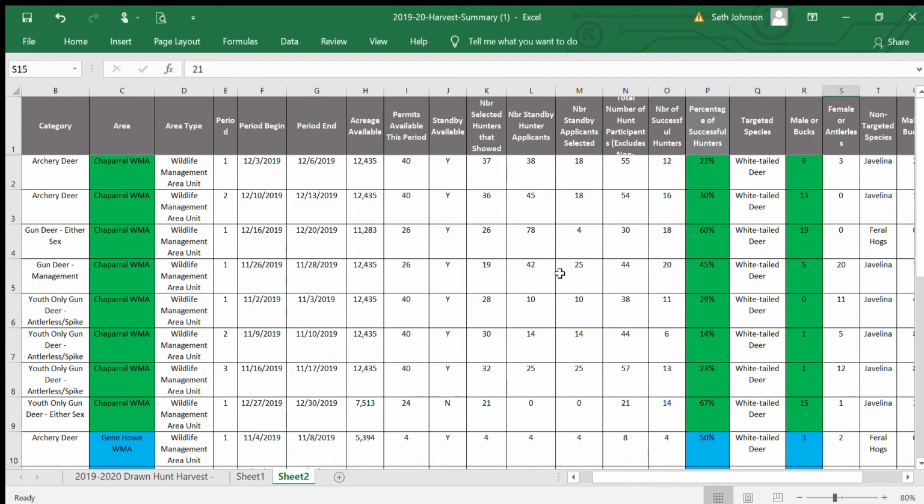From 12/10 to 12/13, 13 bucks. 12/16 to 12/20, 19 bucks out of 26 permits. 60% success rate. 5 bucks from 11/26 to 11/28. It's kind of wild to see those buck numbers coming out in December like that. But you look at some of these numbers, incredible.